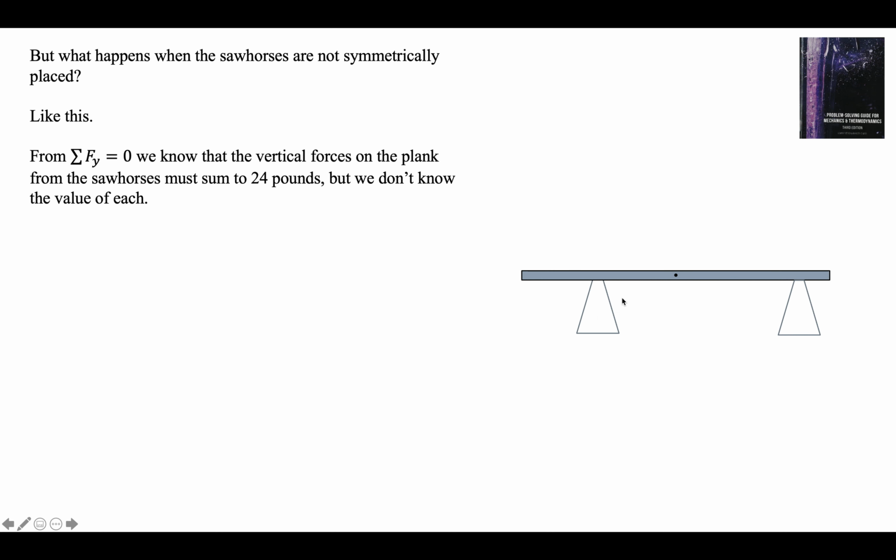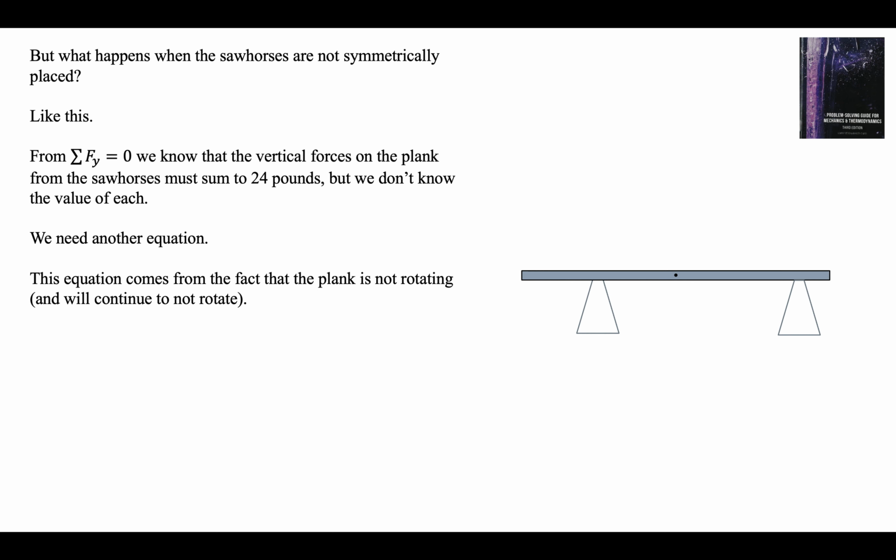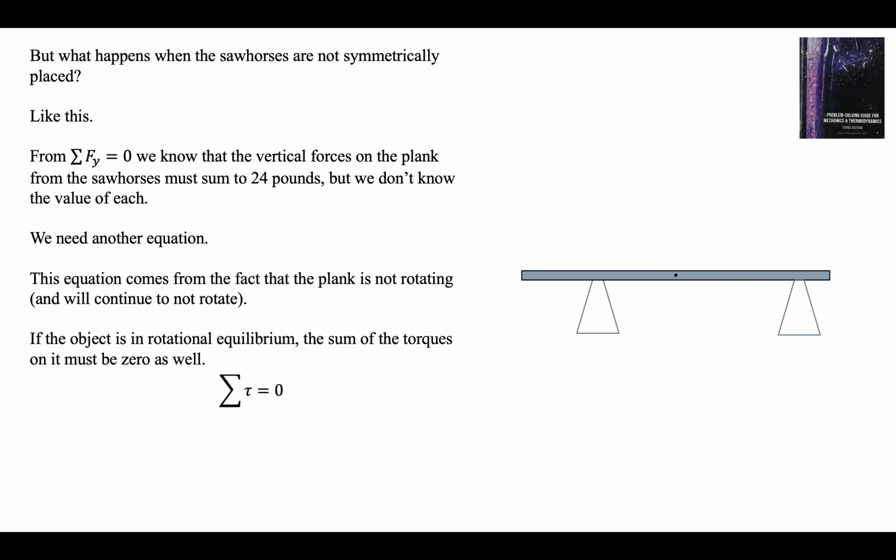We know that these two sawhorses have to be pushing with a total of 24 pounds, but we don't know the value of each. Is it 10 and 14, 14 and 10, 8 and 16? We need another equation. And that equation comes from the fact that the plank is not rotating. There's no angular acceleration. It's just sitting there. If the object is in rotational equilibrium, the sum of the torques on it is zero. If it's in translational equilibrium, the sum of the forces on it is zero.